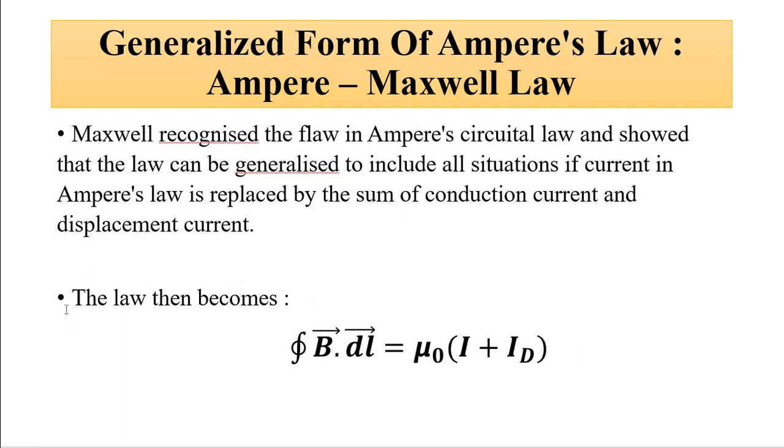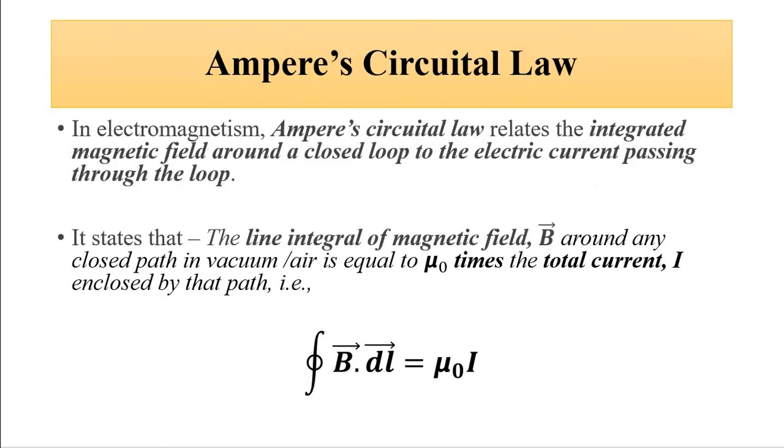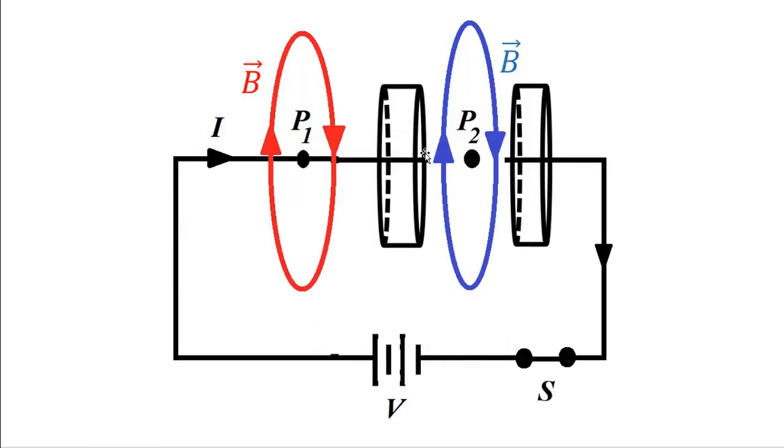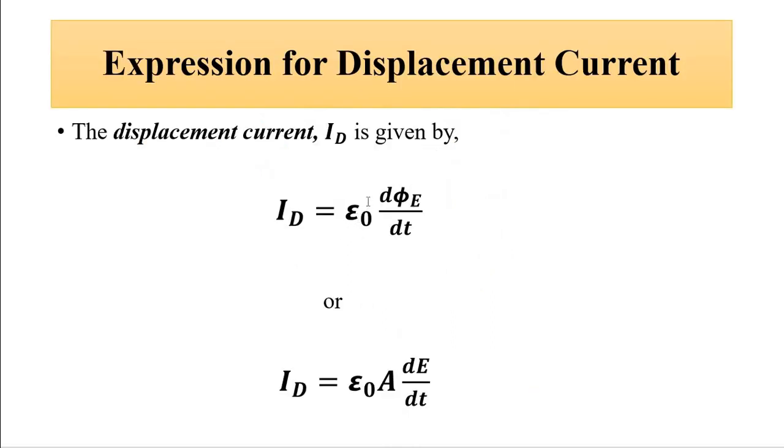So he modified Ampere's circuital law, which was expressed as this, to this: the line integral of B vector dot dl vector is equal to mu 0 into (I plus I_D), where capital I is the conduction current flowing through the wire, and I_D is the displacement current flowing between the plates of the capacitor, which is epsilon 0 d phi E by dt, the rate of change of electric flux with respect to time.